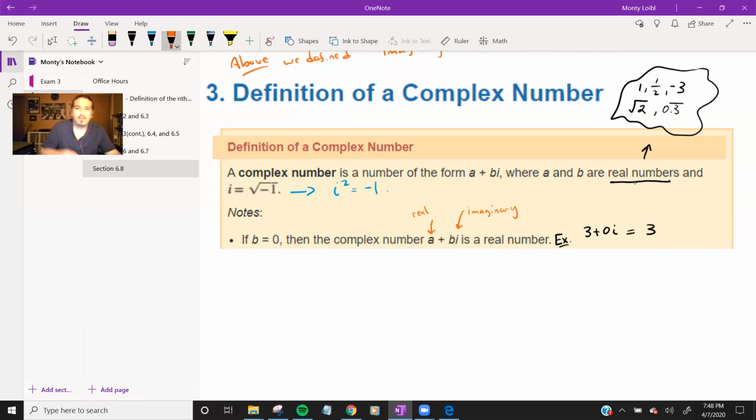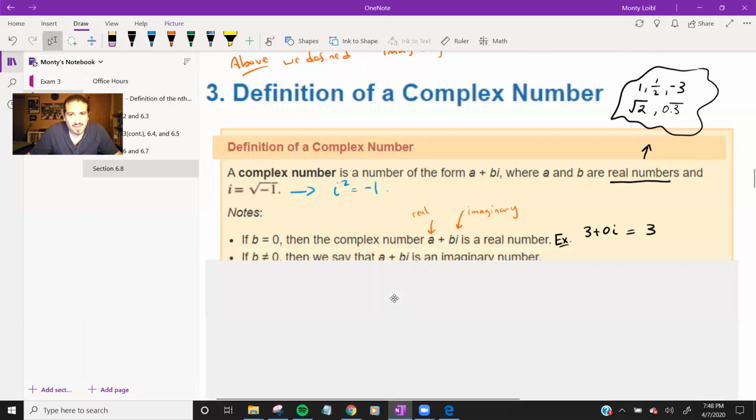I'm unsure about that, but I think imaginary comes in a little further down. Okay, right there. So again, if b is not equal to 0, then a plus bi is an imaginary number, right? So if we looked at that, that's saying that if you had 2 plus i, it's imaginary.